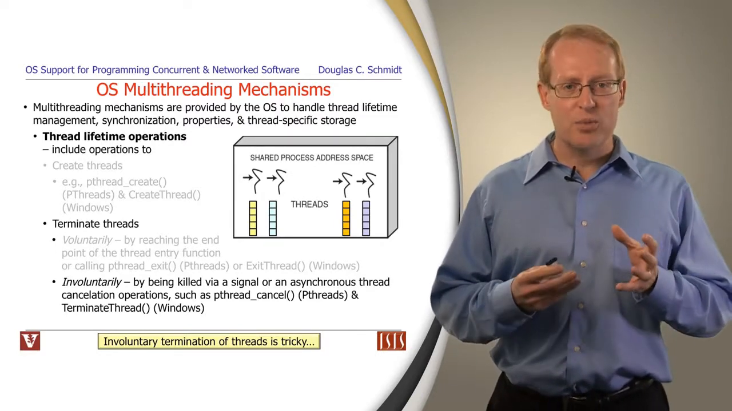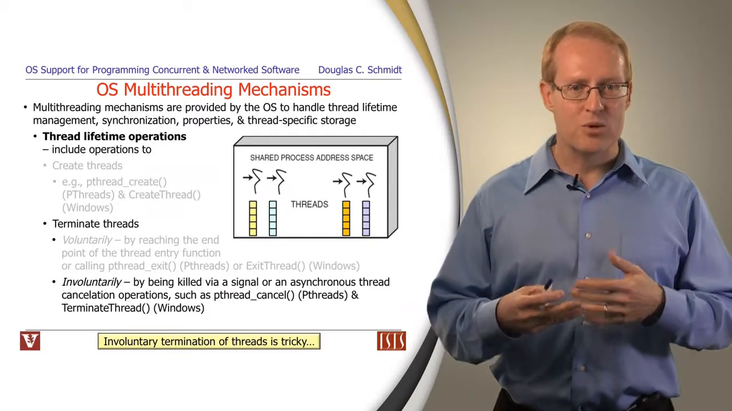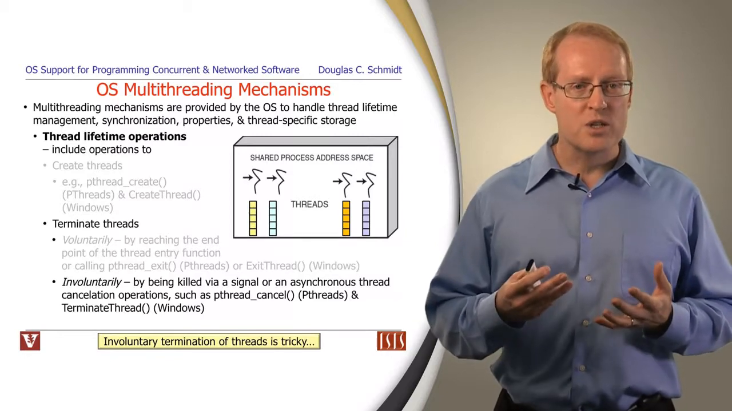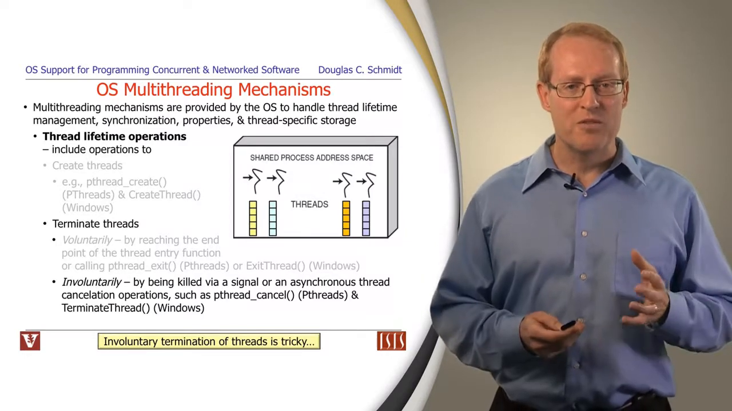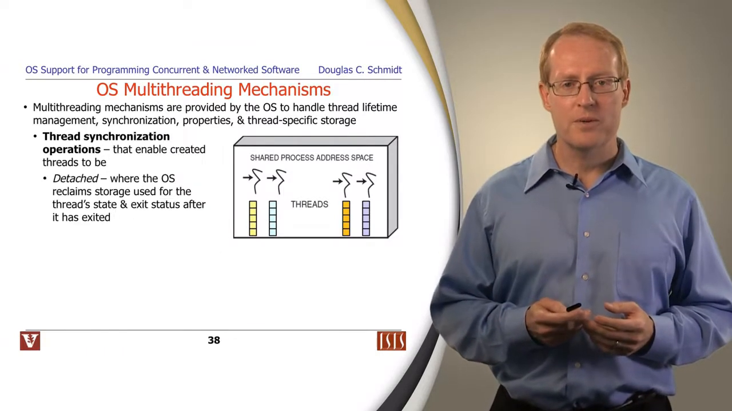And that's because threads may end up holding certain resources, like locks or files. And if they're terminated involuntarily, those resources may end up being corrupted. So you have to be very cautious before you use these involuntary thread termination operations.